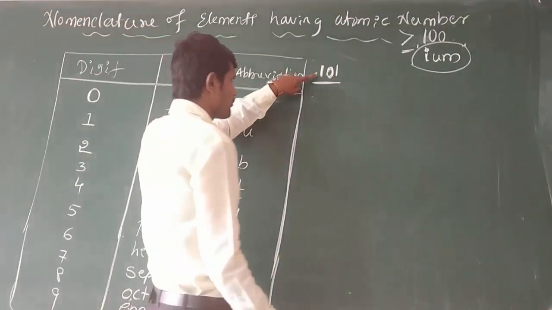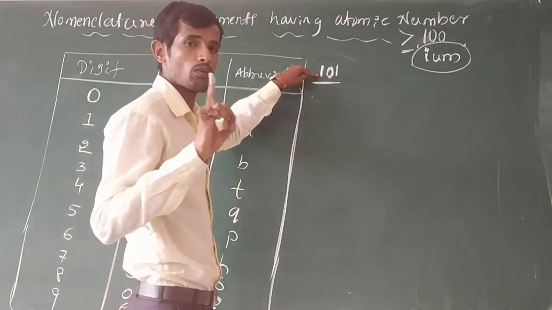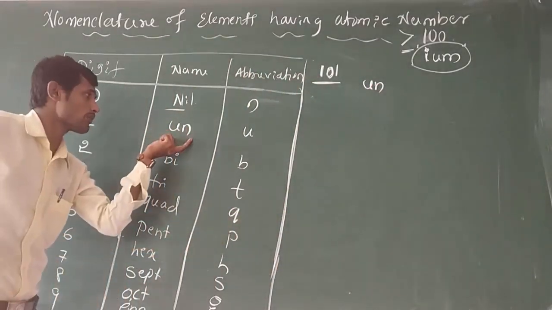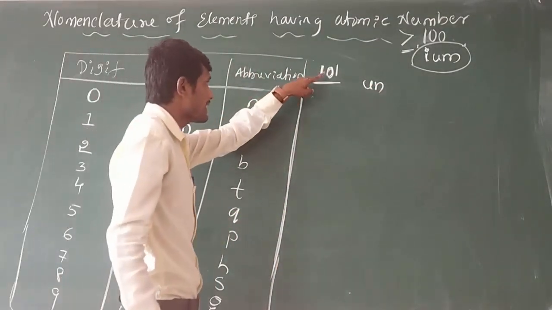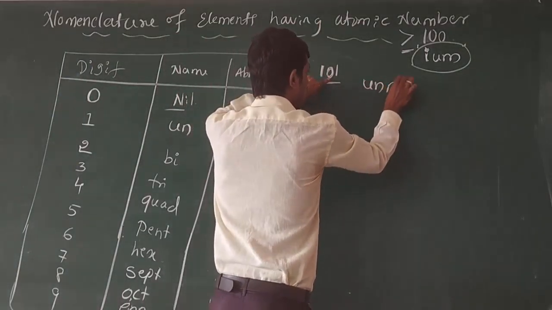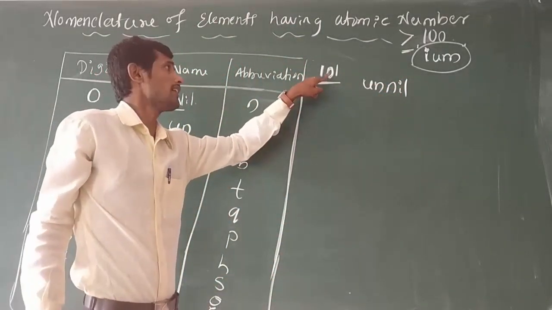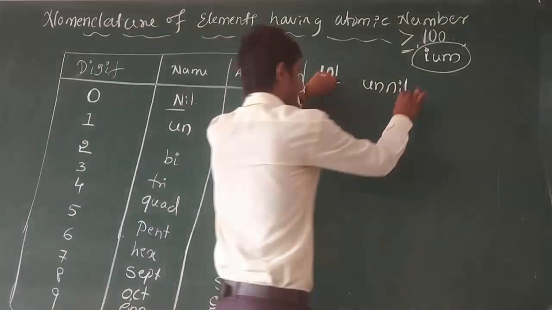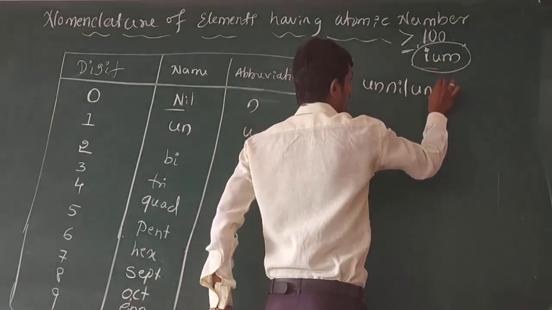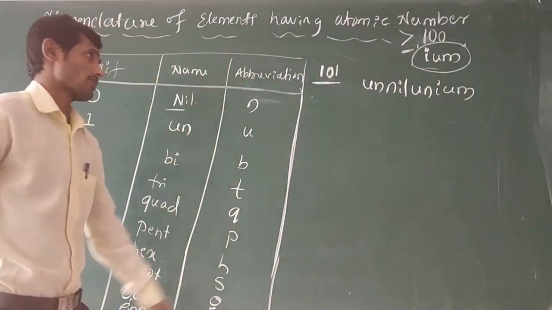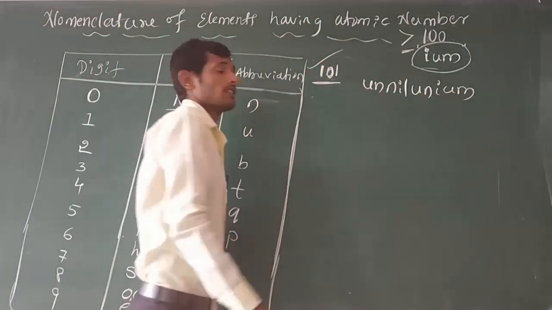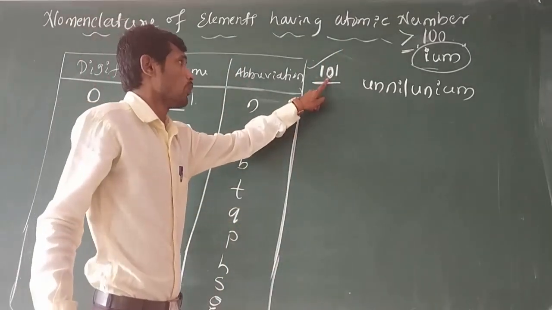You know students, if the digit 1 is present, then use the part of the word un. For 0 we use nil. Then 1 again is un. Commonly the name ends with IUM. Yes, un nil un ium. It is the IUPAC name of the element which has atomic number 101.